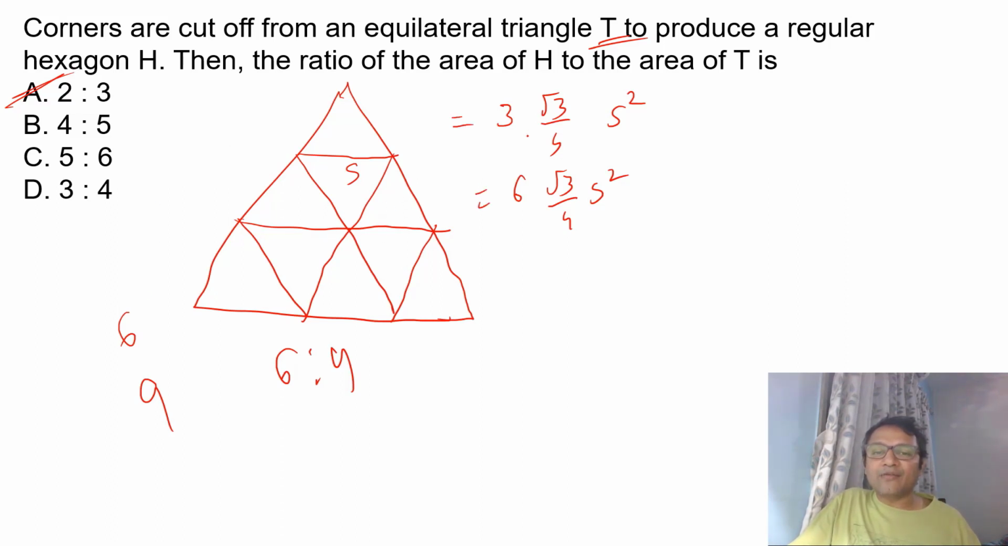Or you can find the area and find the ratio. So the area of the hexagon is 6. The area of the outside 3 triangles is 3. So the total bigger triangle area will be 9.